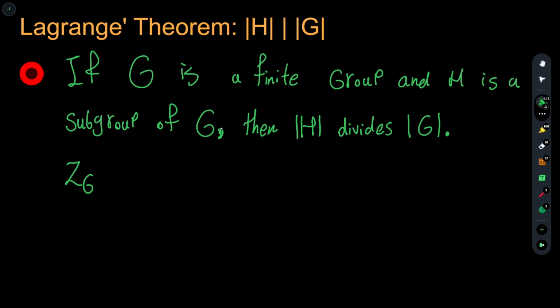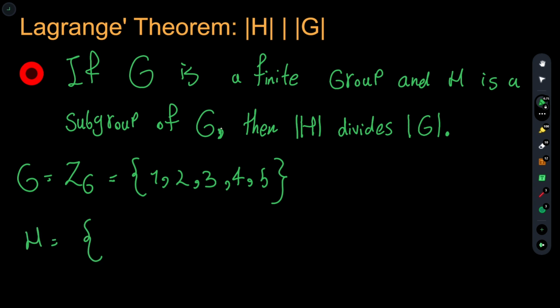Z6 under addition. This equals, the members are equal to this, and an easy subgroup of this group right here is the subgroup {0, 3}. This satisfies all of the properties of a subgroup, and as you can see, this has 2 members and our original group has 6 members, and 2 divides 6.